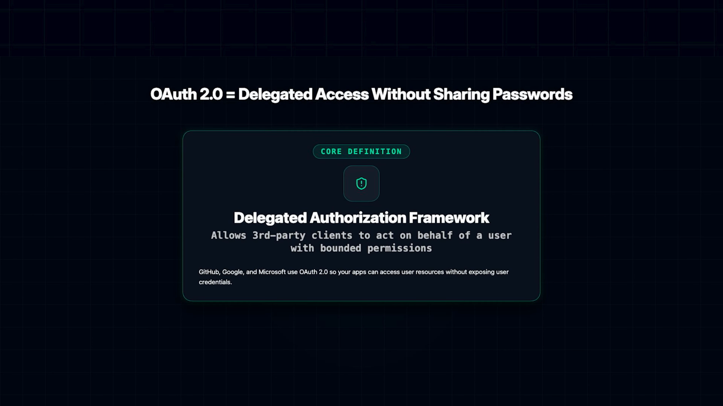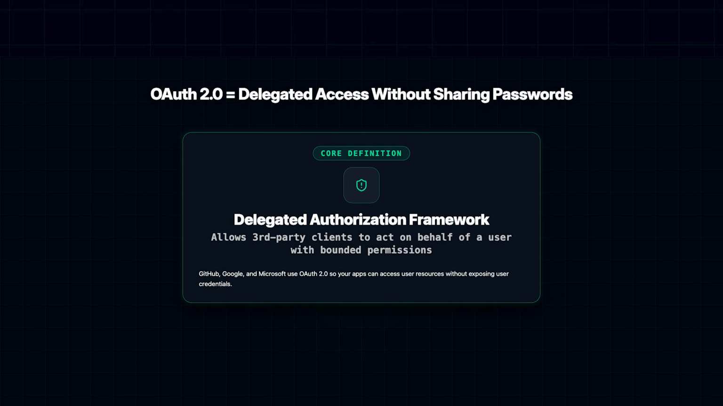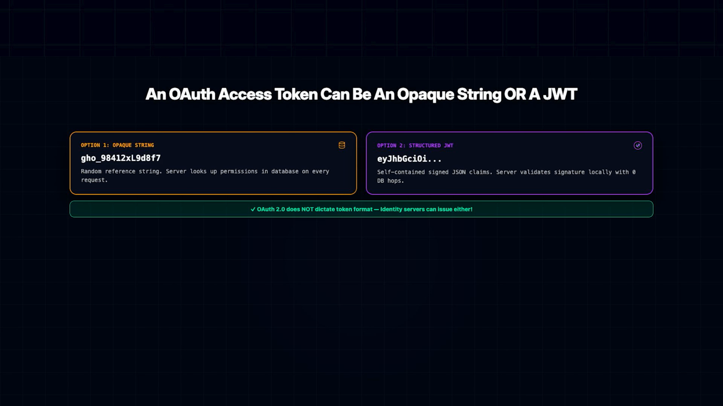This is the main problem OAuth solves. It gives one application delegated access to another system. Now, there is a very important connection with JWT. An OAuth access token can itself be a JWT, or it can be an opaque token. OAuth does not say that every access token must be a JWT.